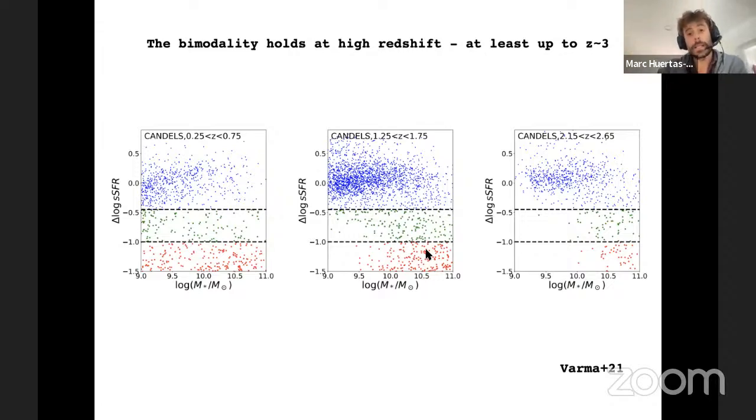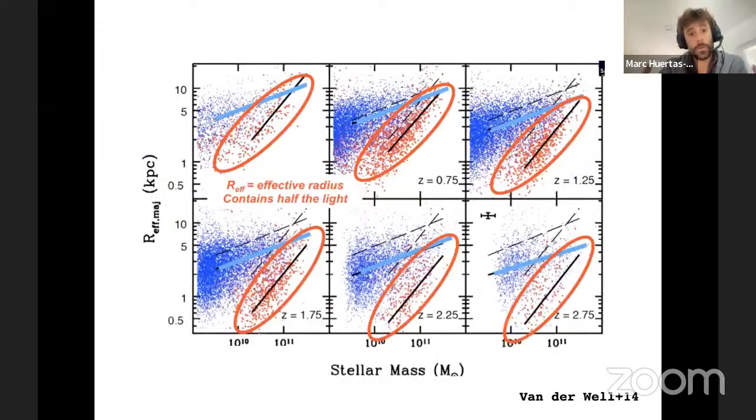And so, which means that the physical process that explains this dichotomy has to be in place for a long time. And of course, if you go to high redshift, you also see that the bimodality in star formation is also tracked by a bimodality in morphology. This is another way of seeing it in terms of scaling laws.